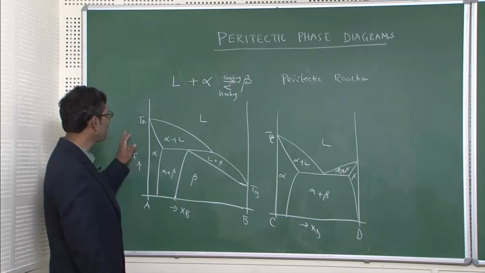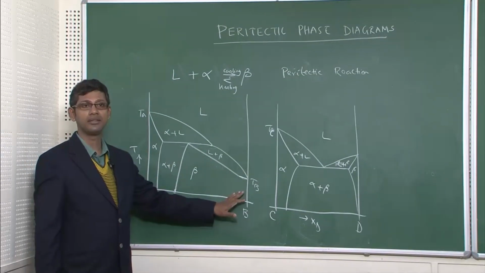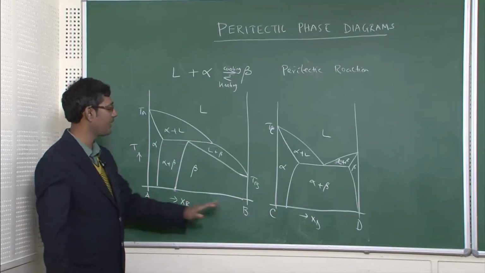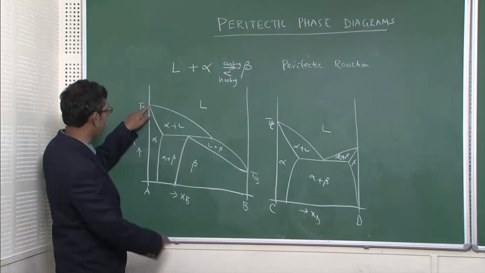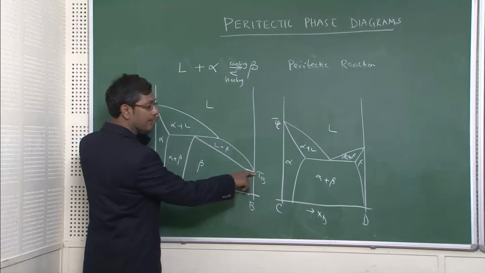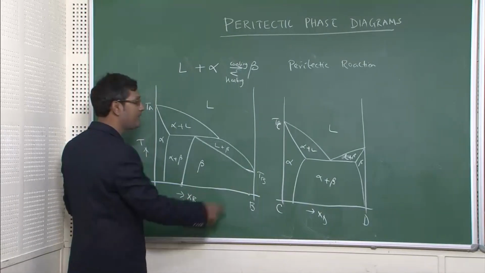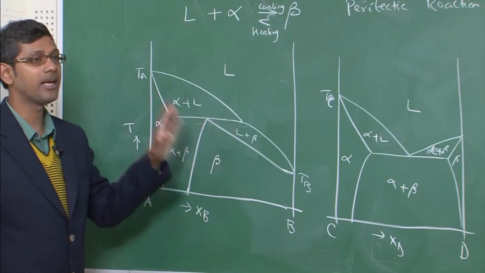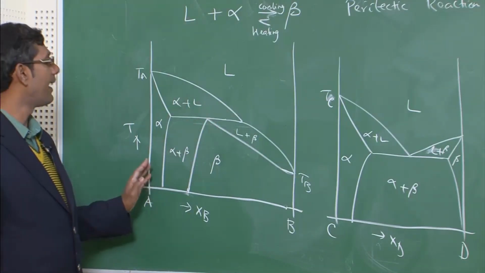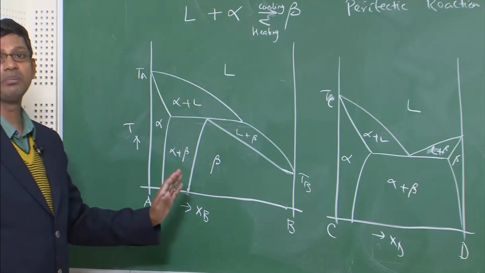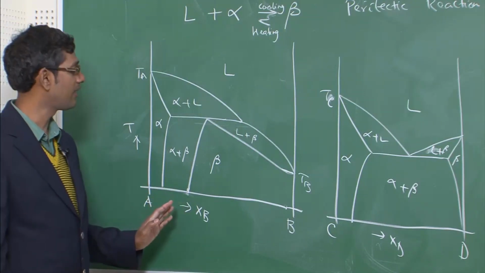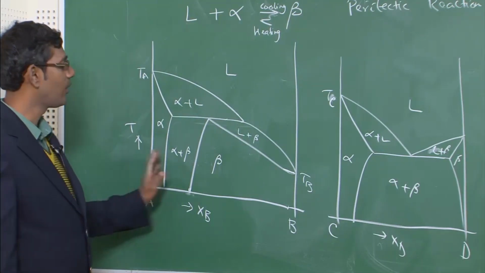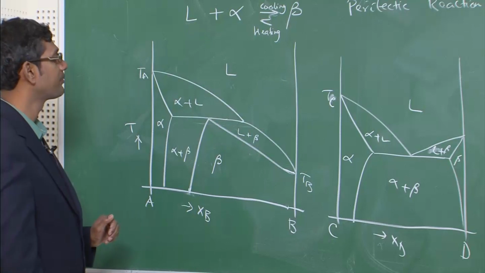So these kinds of phase diagrams are actually observed for systems where you have a large difference in melting temperature between A and B. As you can see here, TA is here, TB is there. Melting temperatures of A and B are very different. So whenever you have such a large difference in melting temperatures and the interaction between A and B, which we will discuss later, is strongly negative, then you have this kind of phase diagram formation.